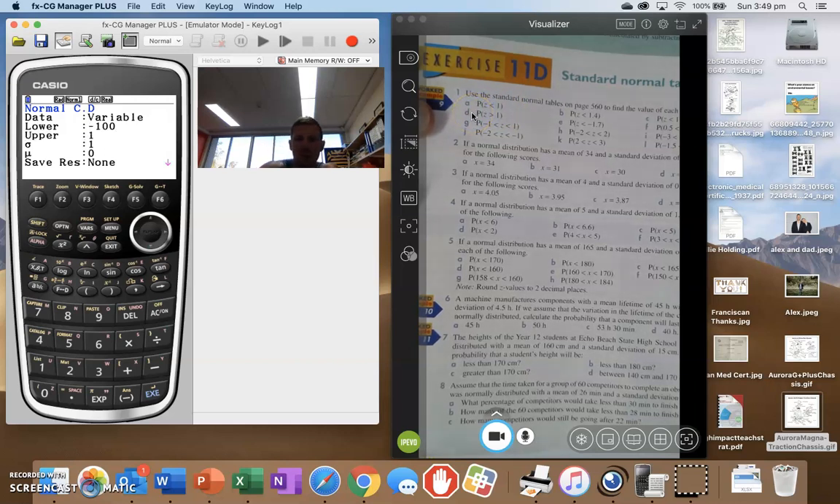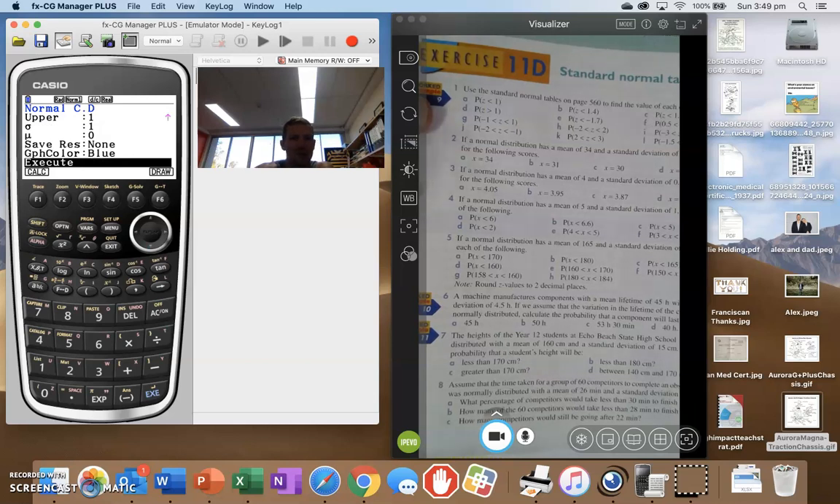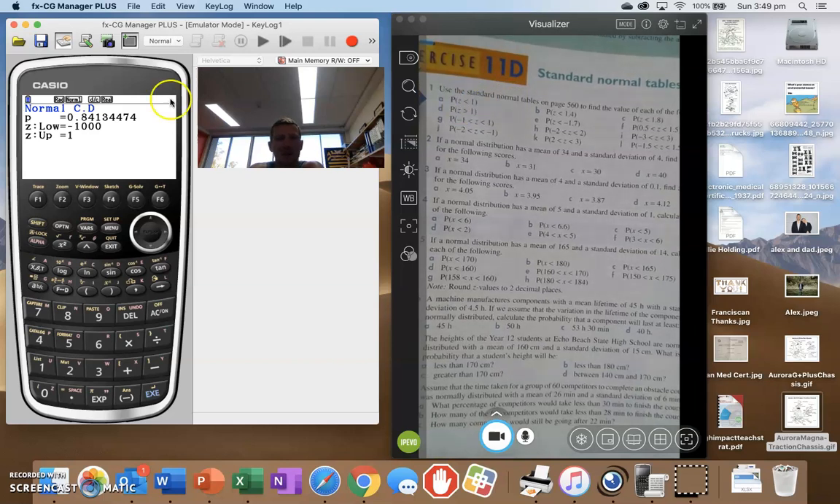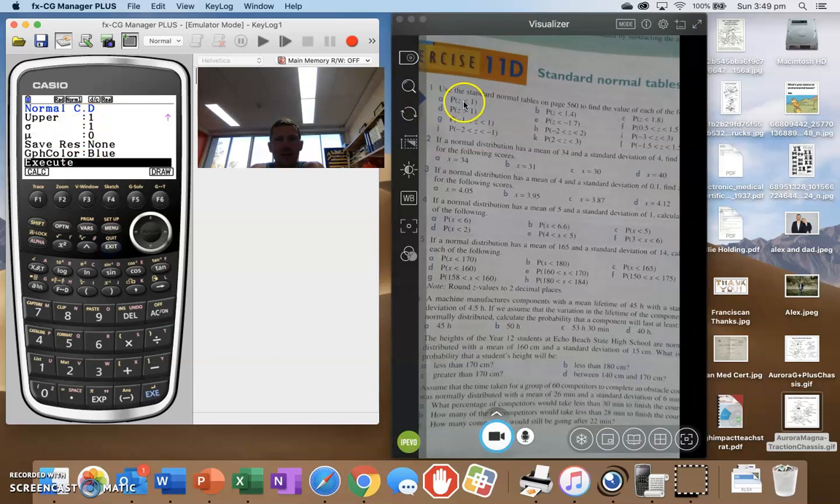So the upper will be one, and the lower will be significantly less than one. We might go negative 1,000. It doesn't matter how big it is, as long as it's big enough to cover everything. And then we're going to go to execute, which is number one. So the probability of having a Z score for any data that's less than one is 84%, or 0.84134474.